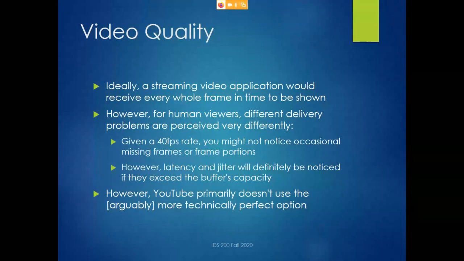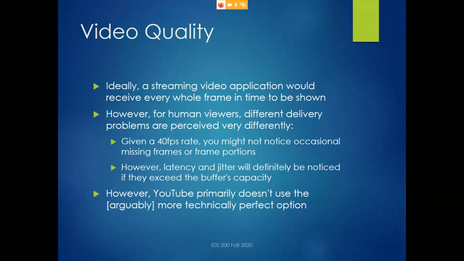But interesting thing, for human viewers, different delivery problems are perceived differently. For example, typical humans are only going to be able to notice somewhere around 25, 30 frames per second. If your frame rate is higher than that, you might not even notice occasional missing frames or portions of frames.